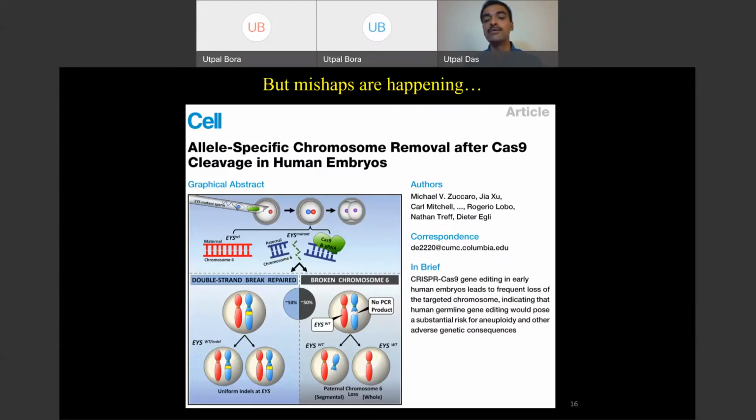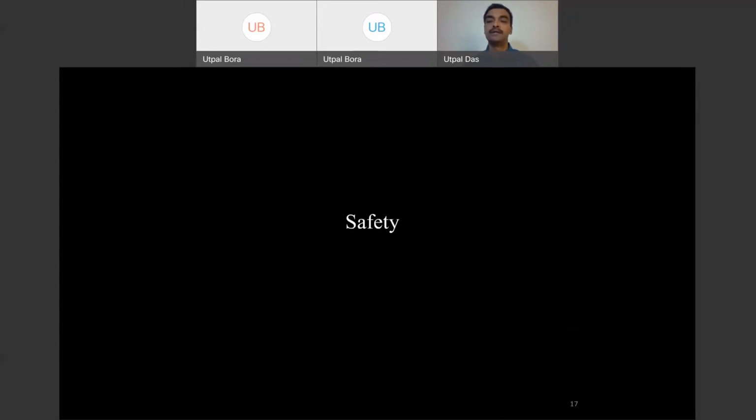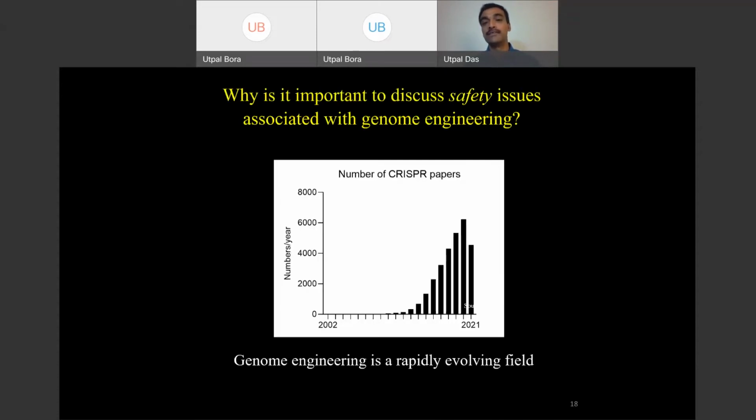Imagine, this is in 2018. It's not that long ago, just 2 years ago, they published this. So what I'm emphasizing is that mishaps are happening. Even though we have those great tools, mishaps are not uncommon. This is just one tiny example. And these kinds of examples bring in the safety issue for genome engineering, right? So this is the reason why we need to discuss safety issues.